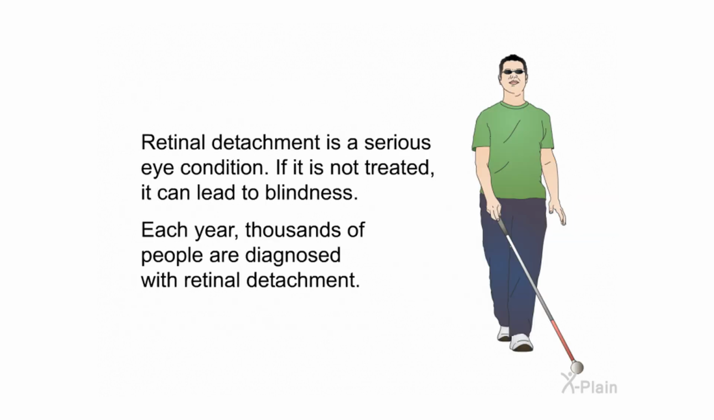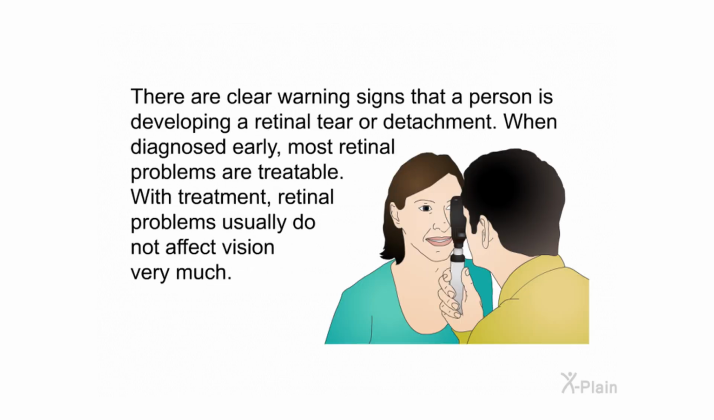Retinal detachment is a serious eye condition. If it is not treated, it can lead to blindness. Each year, thousands of people are diagnosed with retinal detachment. There are clear warning signs that a person is developing a retinal tear or detachment. When diagnosed early, most retinal problems are treatable. With treatment, retinal problems usually do not affect vision very much.